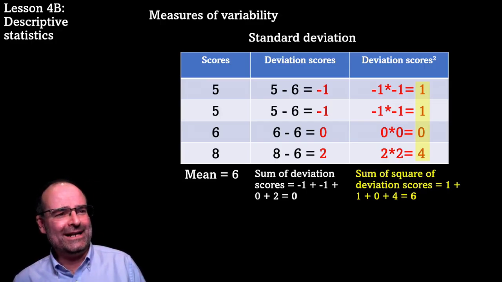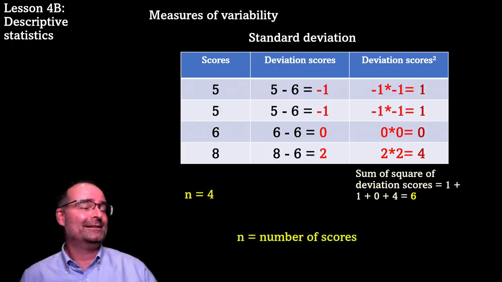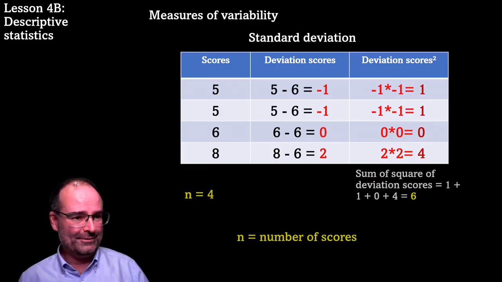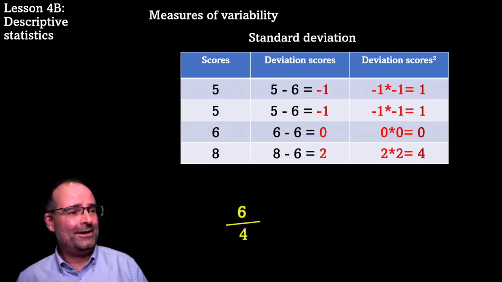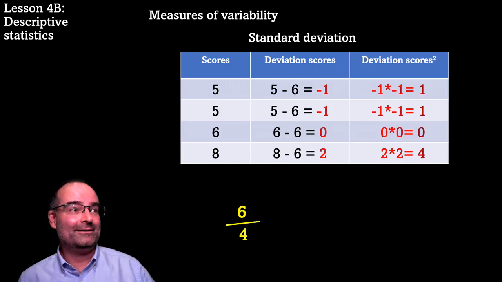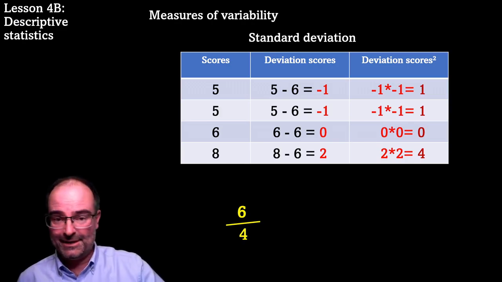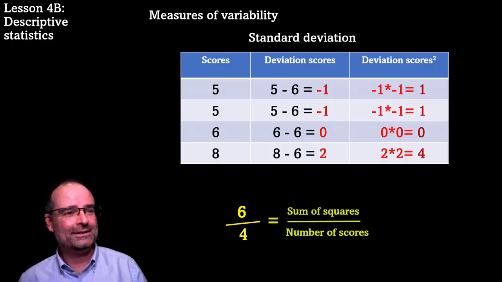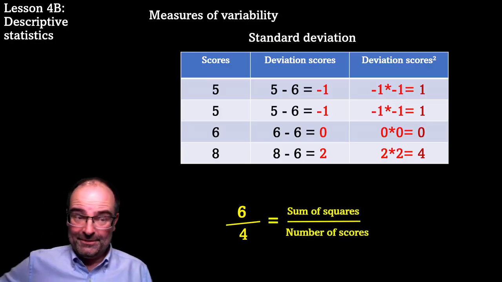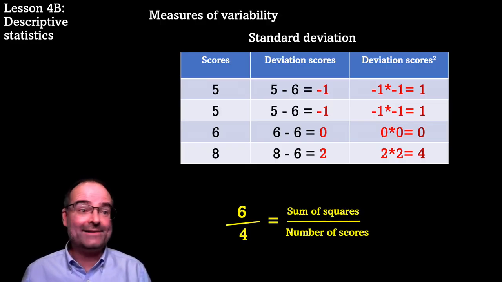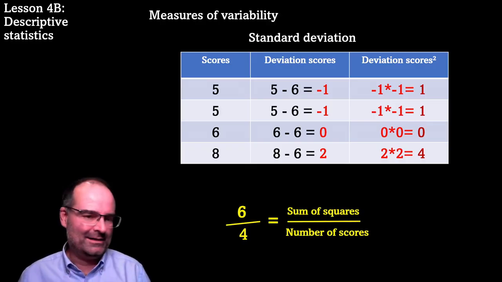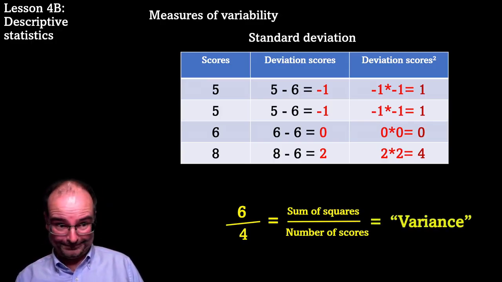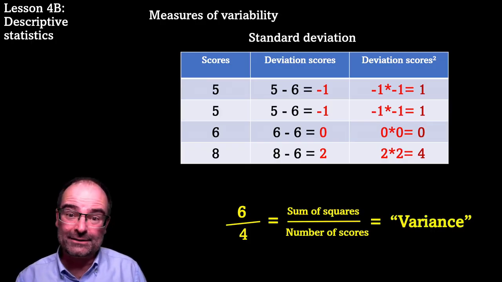Now, what we do next is we look back again. We've got 4 scores. Little n is the number of scores. We divide the number we got. Now, this is not the mean I'm working with here. This is the sum of the deviation scores squared: 1 plus 1 plus 4 plus 0 plus 4. You might think of that as the sum of squares. You might read that a lot when you're reading about stats. We simply divide that by the number of scores to get what's called the variance.